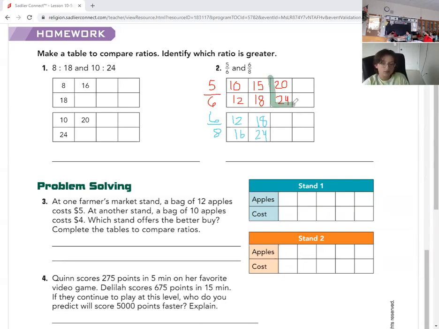Look at, is 20 24ths or 18 24ths bigger? What do you think? Is 20 out of 24 bigger or 18 out of 24 bigger? 20 out of 24. If you had 20 out of 24 people here in school, would that be more or less than having 18 out of 24 people here in school?